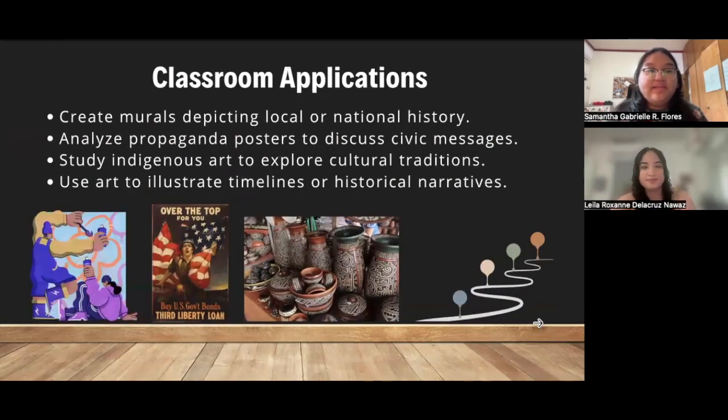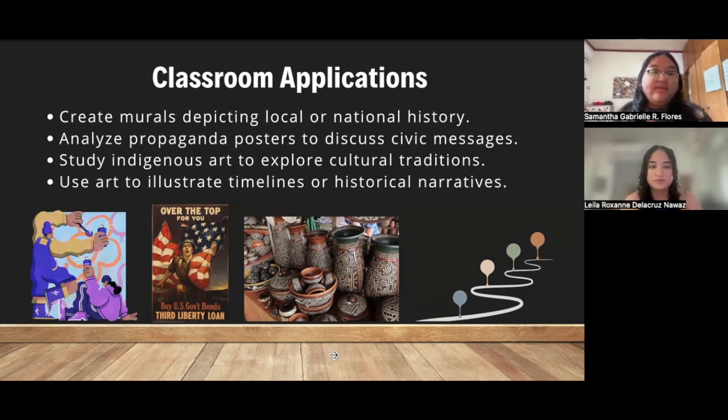So, classroom applications. As teachers, we could have students create murals depicting local or national history. This can be a shared mural between the class, and we can have them analyze propaganda posters to discuss civic messages. Here we have an example of a propaganda poster. It has a message, but we can also focus on the artwork, and have students think critically, like why do you think the artist chose this photo?